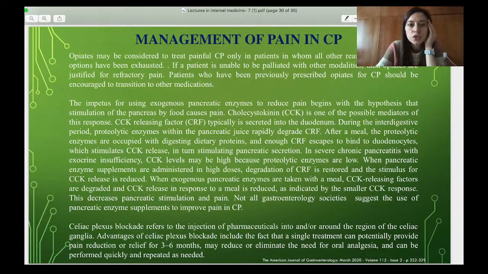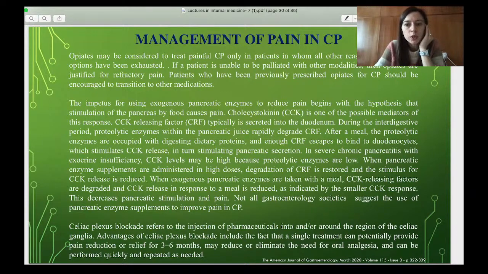During the interdigestive period, proteolytic enzymes within the pancreatic juice rapidly degrade releasing factor. After a meal, the proteolytic enzymes are occupied with digesting dietary proteins, and enough releasing factor escapes to bind to duodenocytes, which stimulate cholecystokinin release. This in turn stimulates pancreatic secretion.